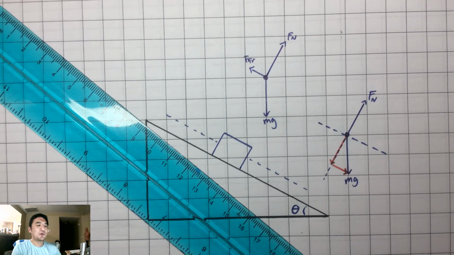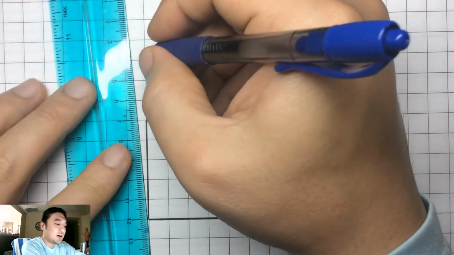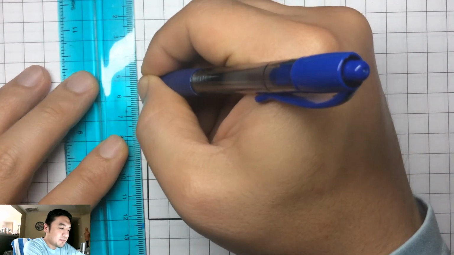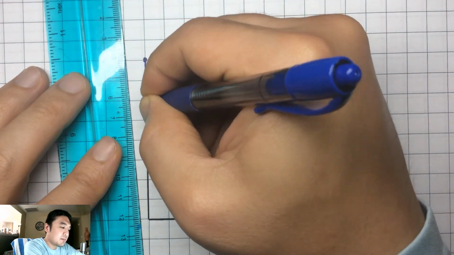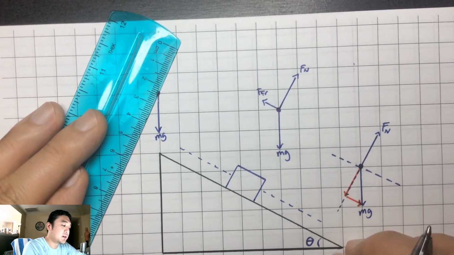Let's draw another one. What if this thing was sliding up the ramp? Okay, with friction. Sliding up the ramp with friction. So if you're not sure, then let's draw our forces. We've got our force of gravity, still going down. We've got our normal force, still normal as it was before.